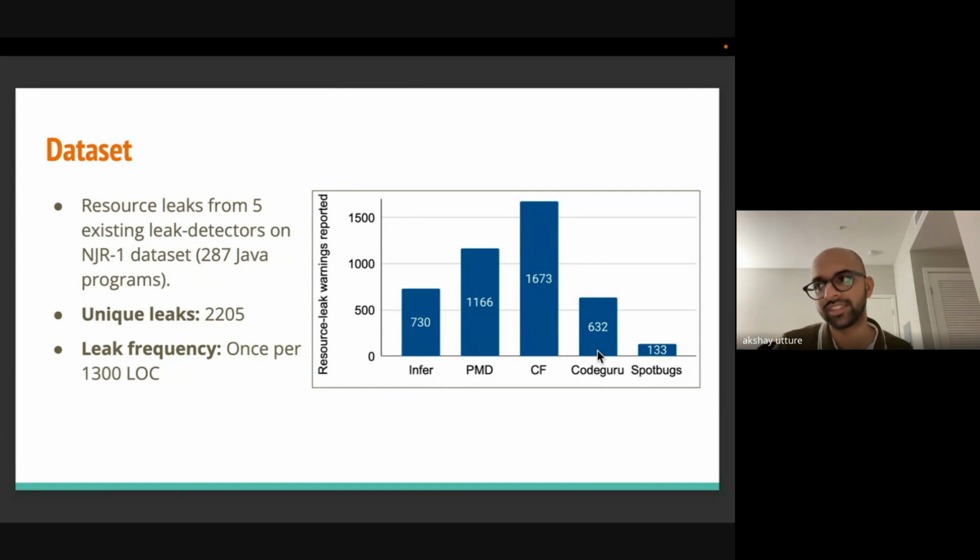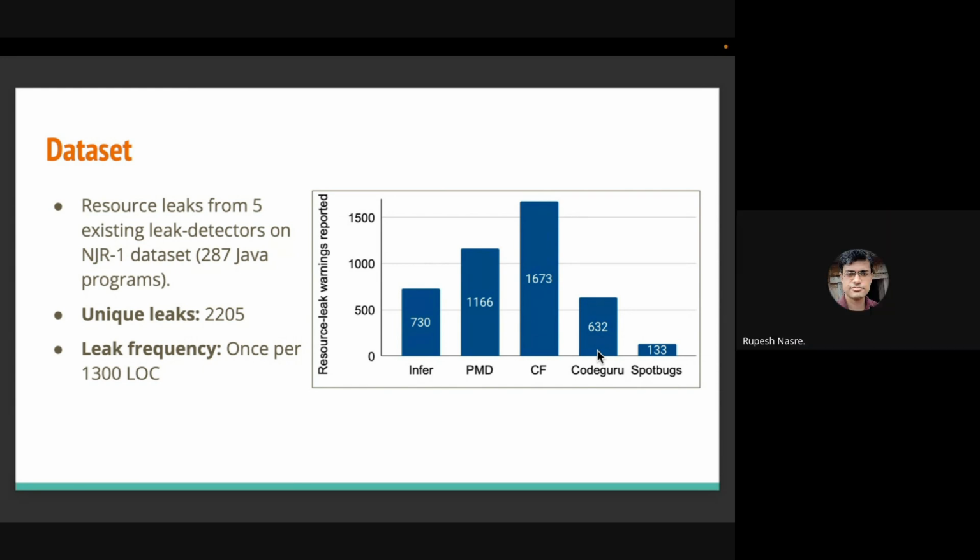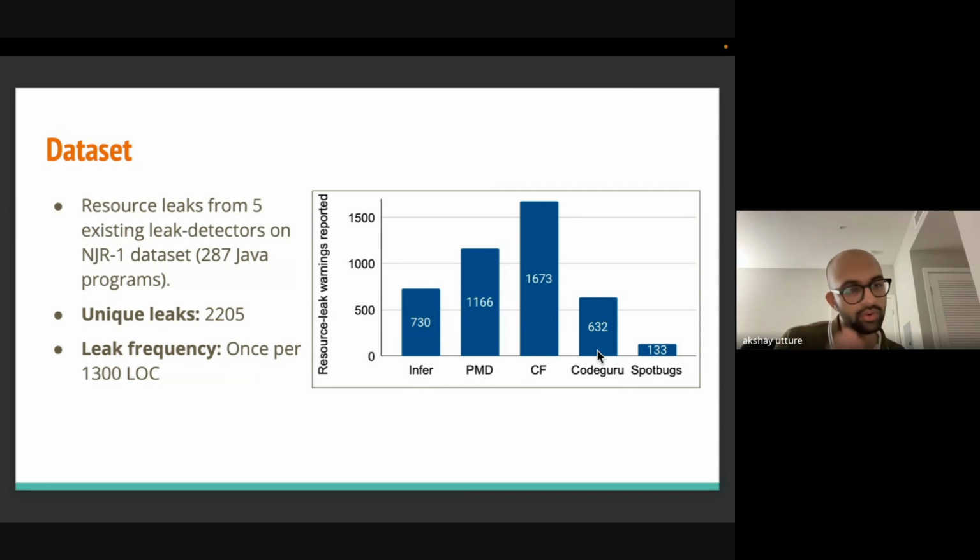Usually what happens with data sets is getting static analysis tools to run on them, like on spec or so, is a bit of a pain. So that's why we pick the NJR1 dataset. But these 2205 unique leaks, these are reported in literature. It's not reported by the dataset. No, it's 2205 leaks reported by these 5 existing popular resource leak detection tools.